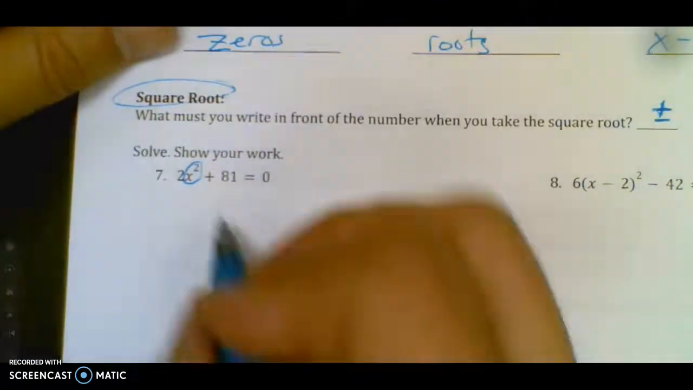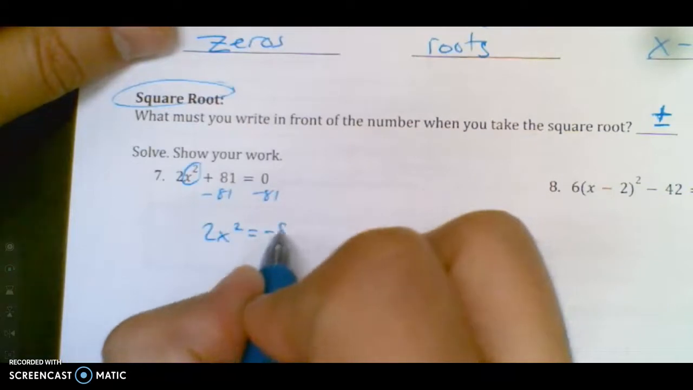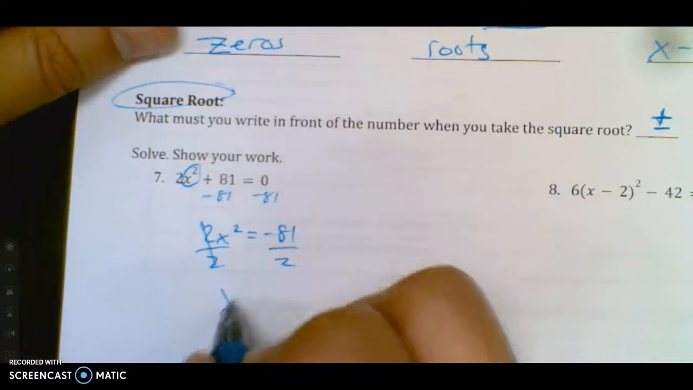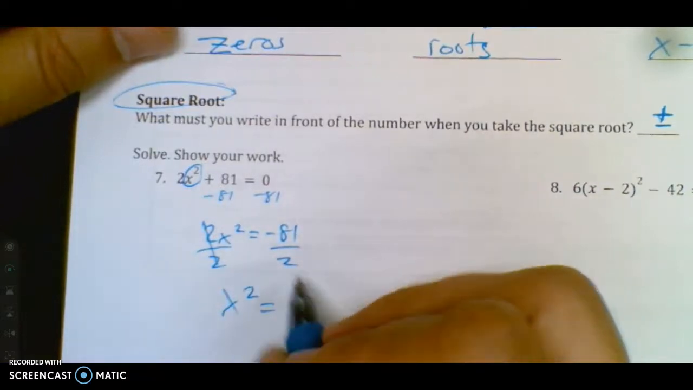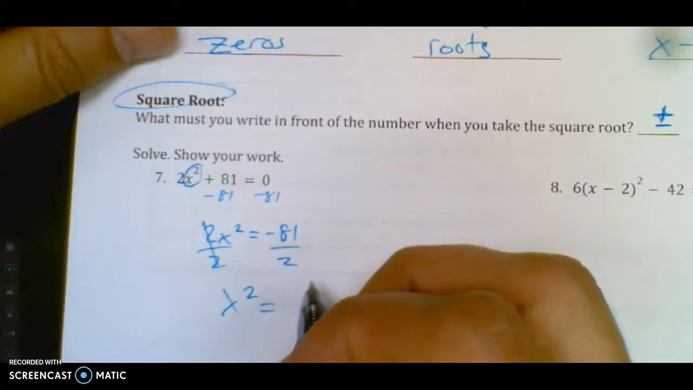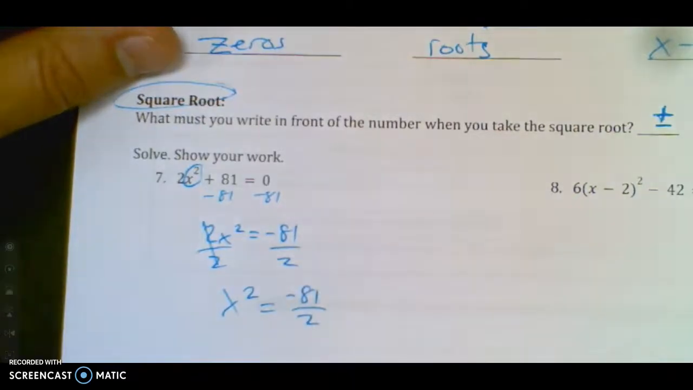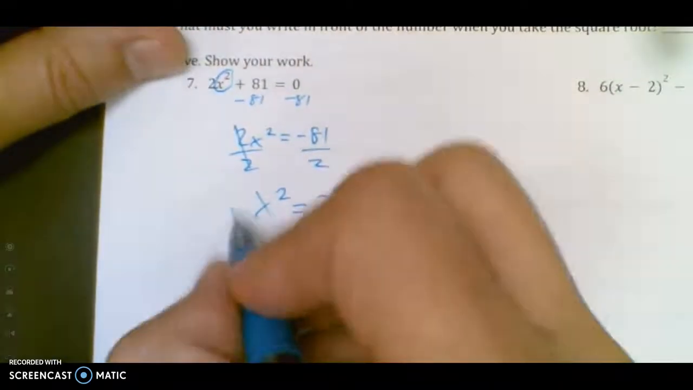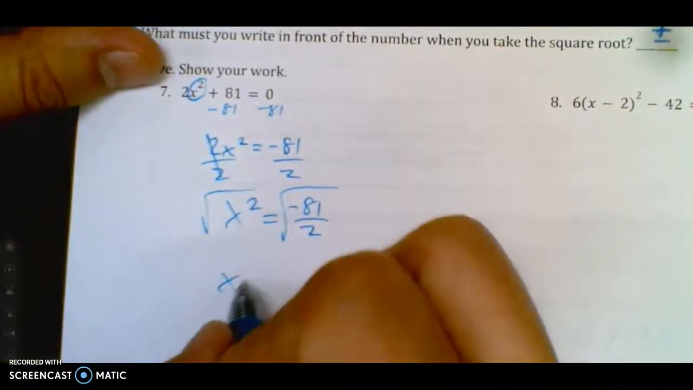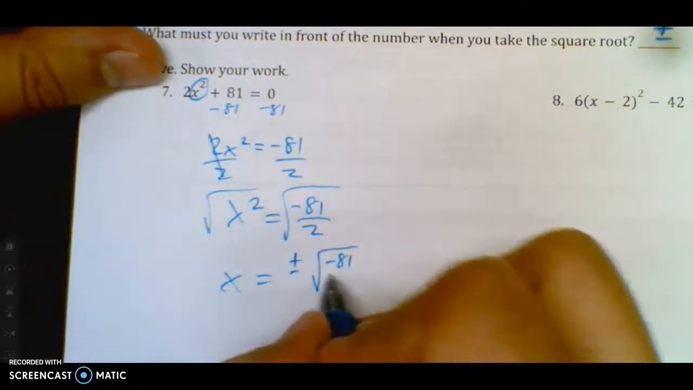So you have to know your algebra 1, right? So 2x squared equals negative 81. Divide both sides by 2. X squared equals 81 over 2. Ew. It's not going to be a nice answer. I'll just leave it like that for now. Okay. Now I need to square root both sides. Don't forget your plus or minus. Remember we just said that. So x equals plus or minus the square root of negative 81 over 2.